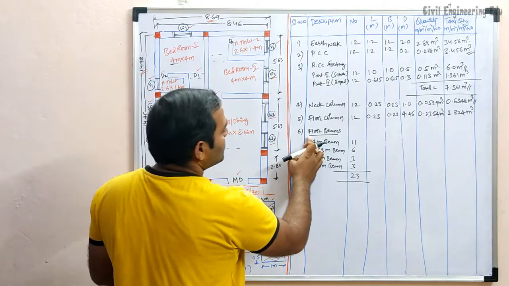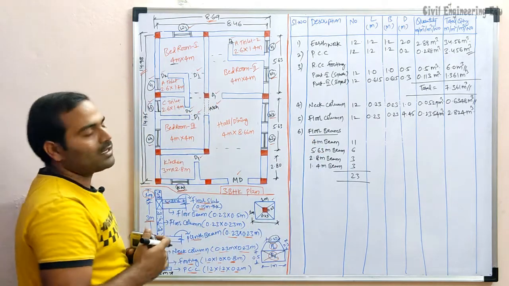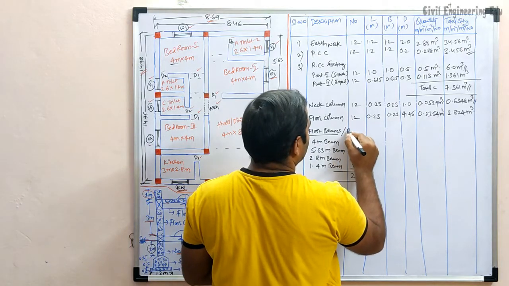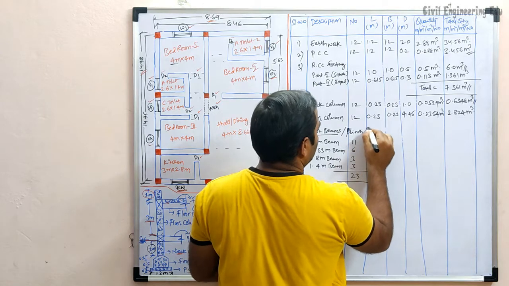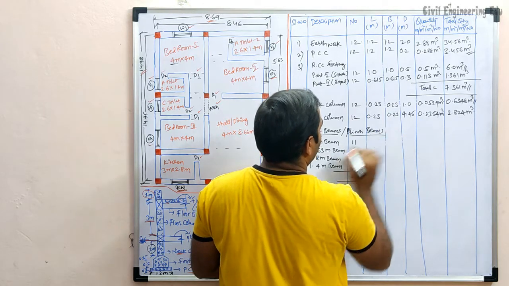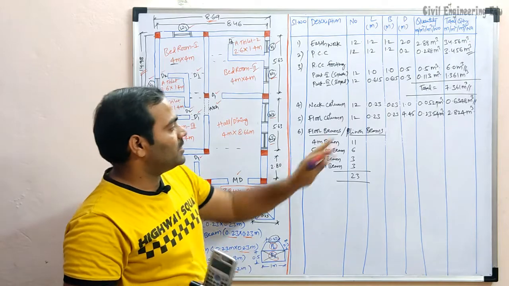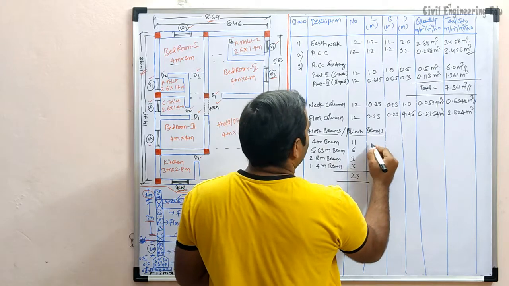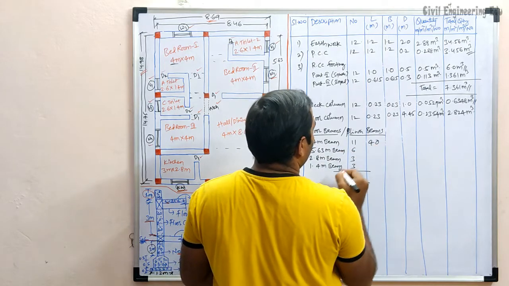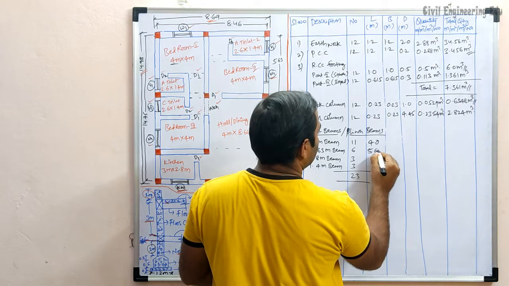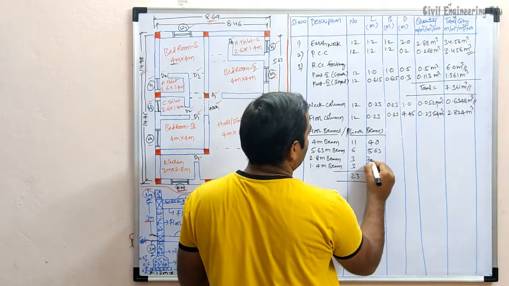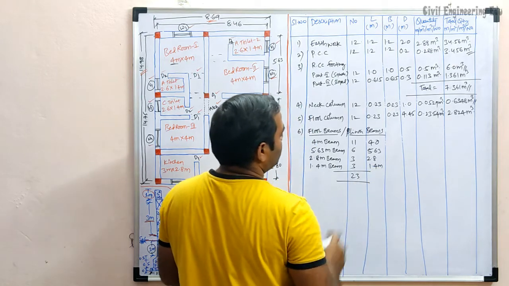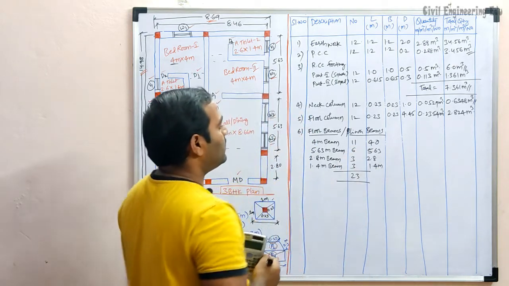Here floor beams or plinth beams are both in the same layout, so I'll write it as floor beams or plinth beams. The calculation is the same, so I'll do it only once here. Now what will be the length of these beams? 4 meter, 5.63 meter, and for this one 2.8 meter, and for this one 1.4 meter.